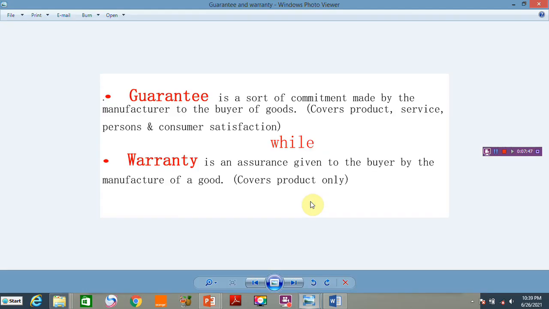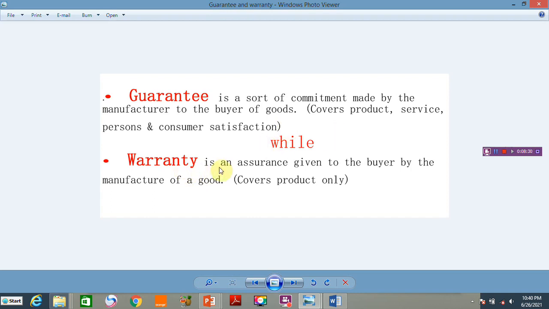So we are looking at the difference between a guarantee and a warranty. Remember, in that manual they have given us a warranty, but we have at times a warranty and a guarantee. A guarantee is a sort of commitment made by the manufacturer to the buyer of the good. For example, the guarantee covers the product, the service, the persons and the consumer satisfaction. If you're not satisfied with what they gave you, you can as well complain. It covers the person who is going to use the product and the product itself, whereas the warranty only covers the product.